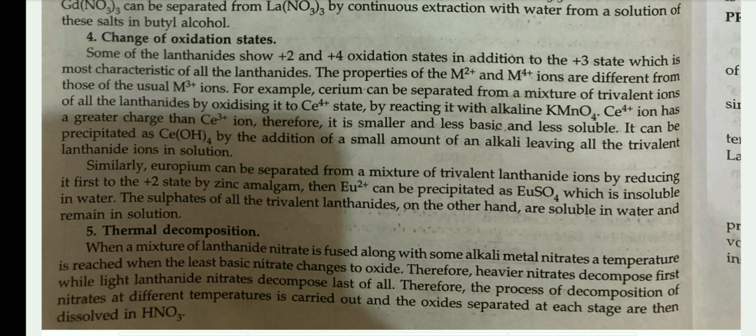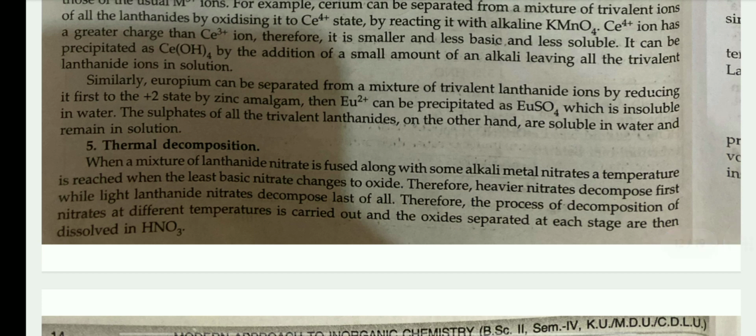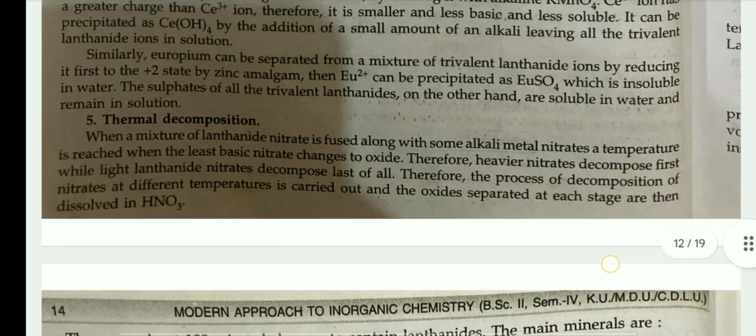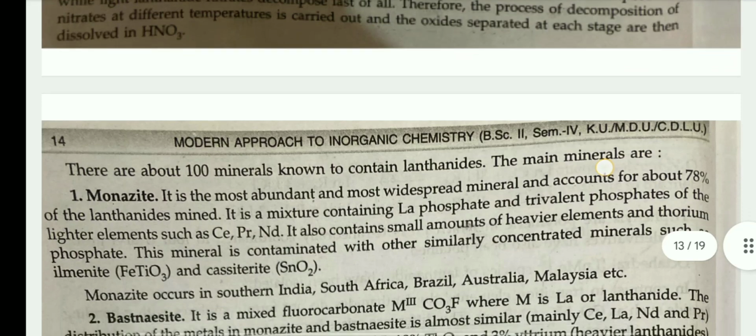Thermal decomposition. When a mixture of lanthanoid nitrates is fused along with some alkali metal nitrites, a temperature is reached when the less basic nitrate changes to oxide. Therefore, heavier nitrates decompose first, while light lanthanoid nitrates decompose last of all. The process of decomposition of nitrates at different temperatures is carried out, and the oxides separated at each stage are then dissolved in HNO3.